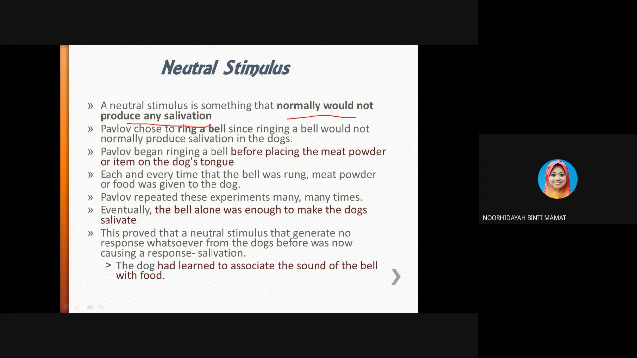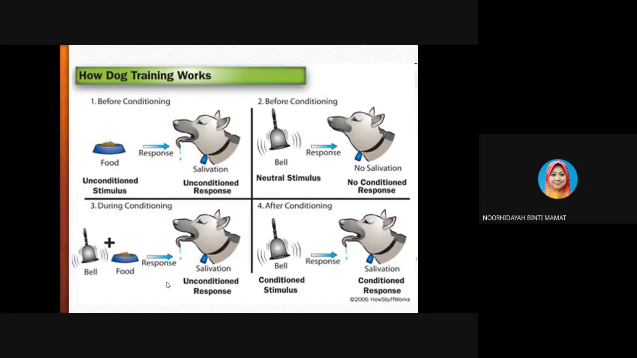Okay. So this proves that a neutral stimulus, which in this experiment is the ringing bell, that generated no response from the dog at first, was now causing a response, which is salivation. So it means that the dog had learned to associate the sound of the bell with food because of the experiment repeated many times. So the dog had associated that the sound of the bell would eventually come with the food. Okay. So this is how Pavlov trained the dog.